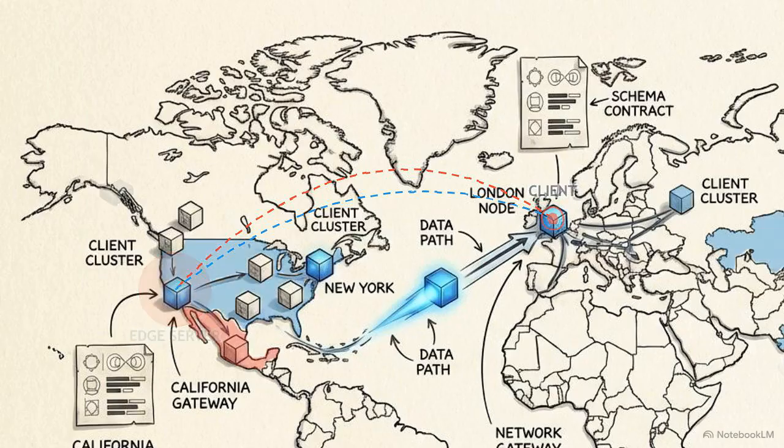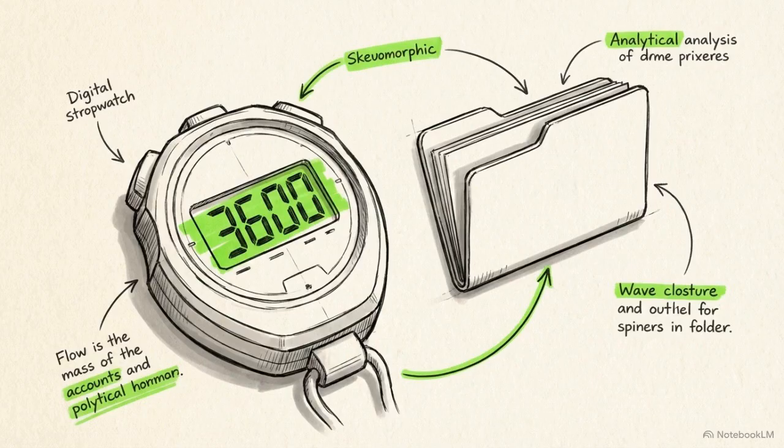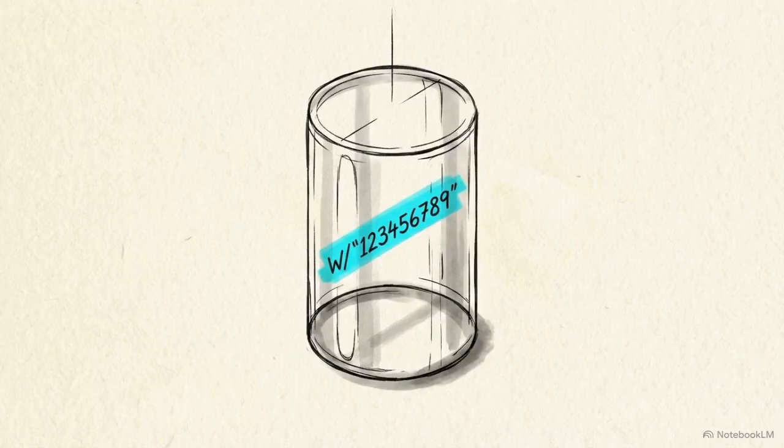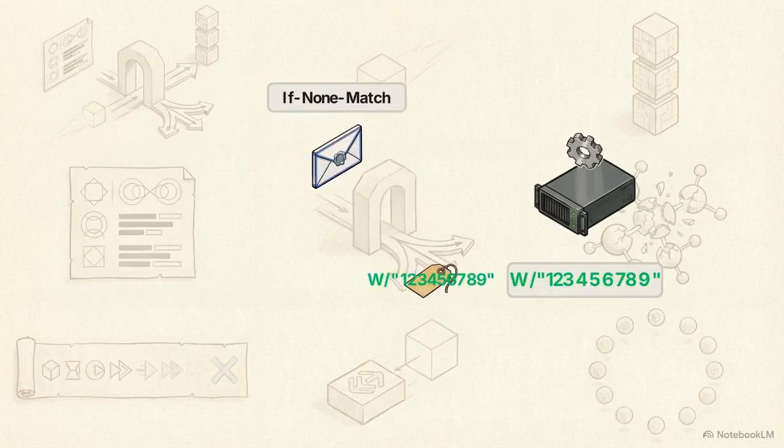A globally distributed client base generates severe read latency when forced to wait for origin server responses. To solve this, developers utilize standard MDN HTTP headers to dictate downstream cacheability. Setting the cache control header alongside a max age value instructs edge networks on exactly how long to hold a response. For precise control, conditional cache validation uses an E-tag, a unique string identifying the specific version of the requested resource.